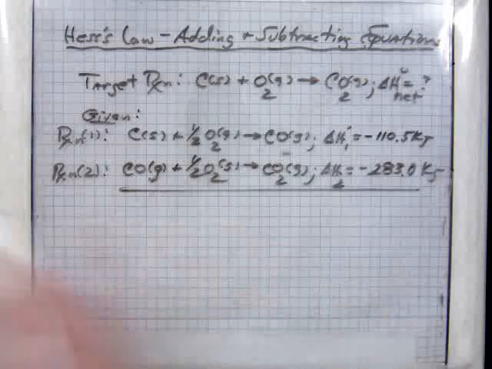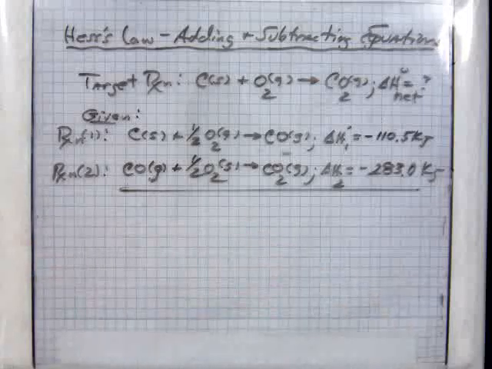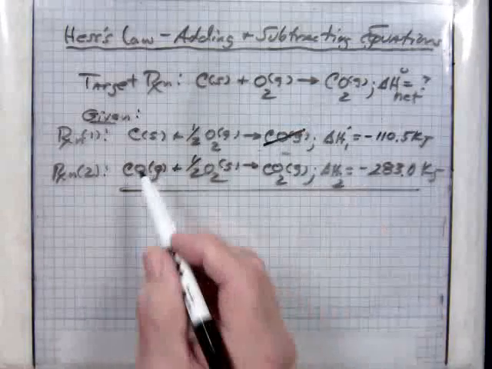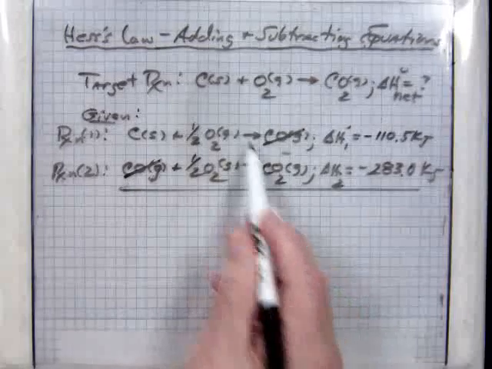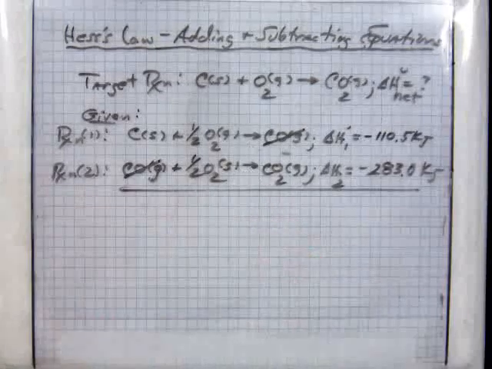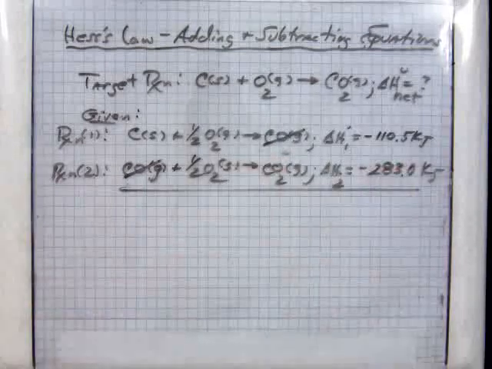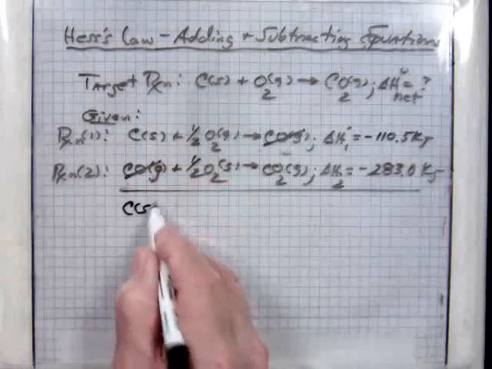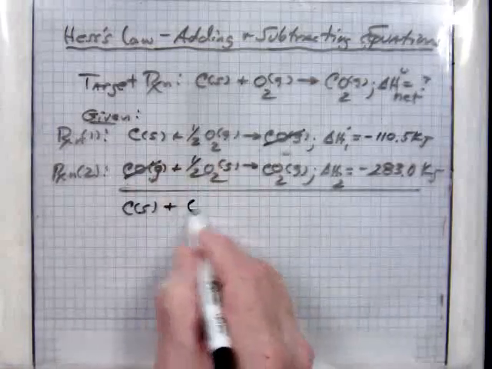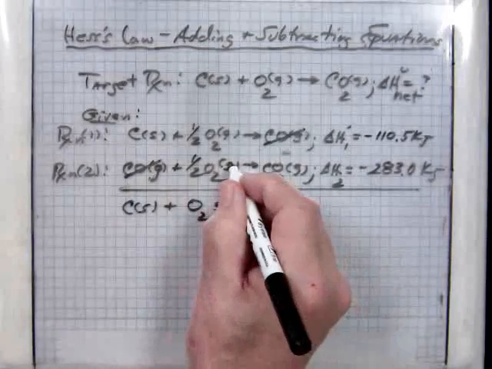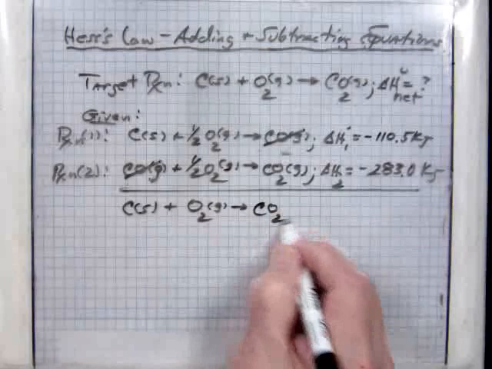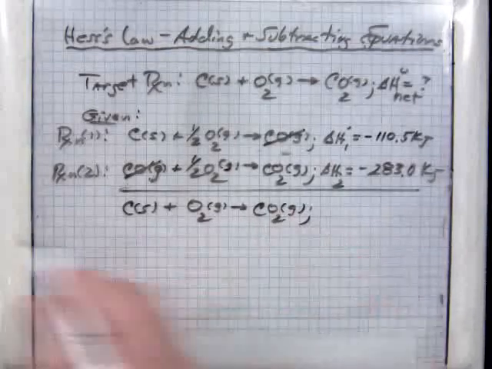Now, in this particular one, nothing needs to be done. If you add these together, notice that there's a CO gas on the right and the CO gas on the left of the arrows. Okay? And that eliminates the carbon monoxide in the net equation when we add it together. So we bring down the carbon solid. Half is an O2, and that's a gas, believe it or not, right there. And that goes to CO2, which matches the target reaction.